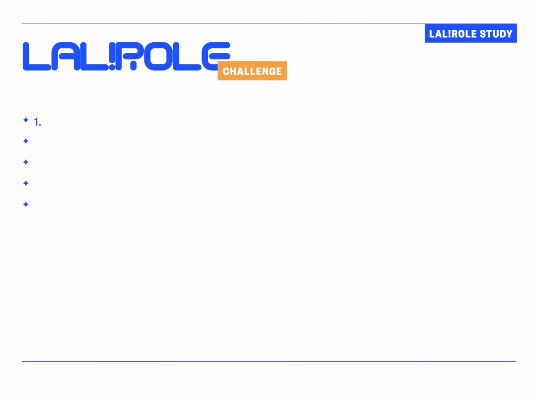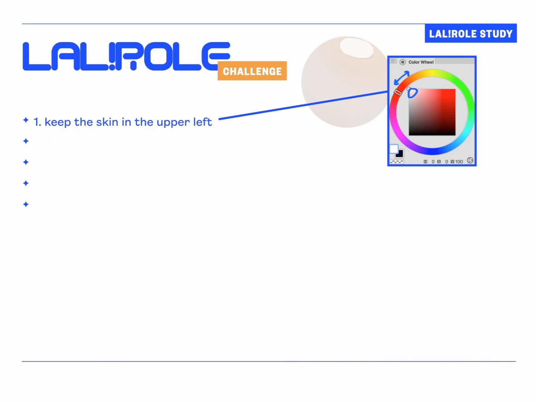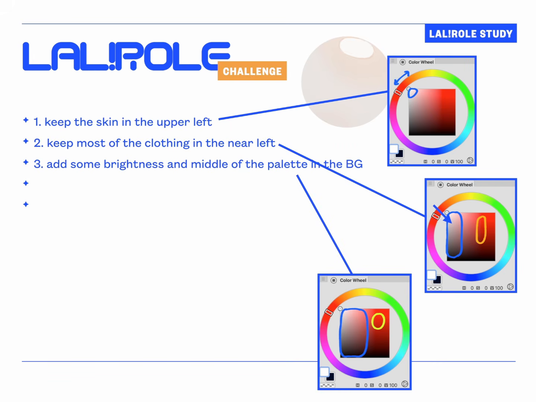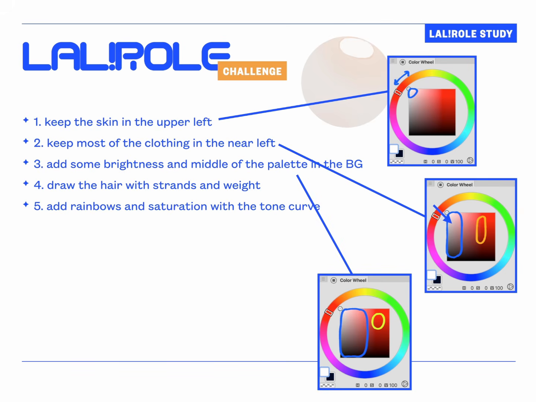So, if we want to draw like LAL, we need to: 1. Keep the skin in the upper left, 2. Keep most of the clothing near the left, 3. Add some brightness and middle of the palette in the background, 4. Draw the hair with strands and weight, and 5. Add rainbows and saturation back in with the tone curve. And with these notes in place, let's move on to making the art piece.